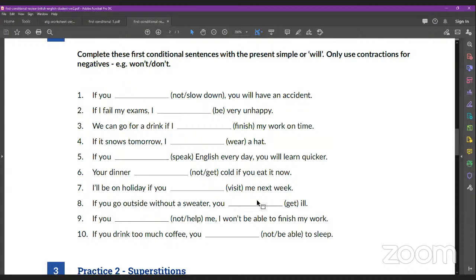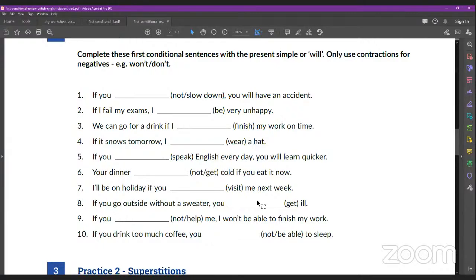That is negative in future. Very good. Okay, Miss Jose Jody, please. Number 7 and 8. 7. I will be on holiday. You visit my next week. Okay, number 8. If you go outside, with this weather, you will get ill.